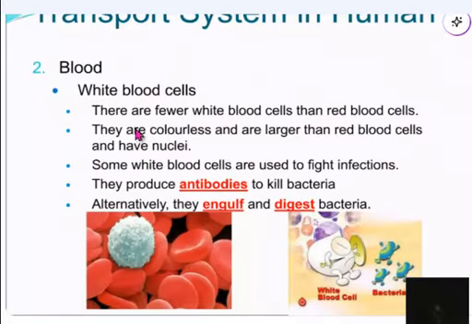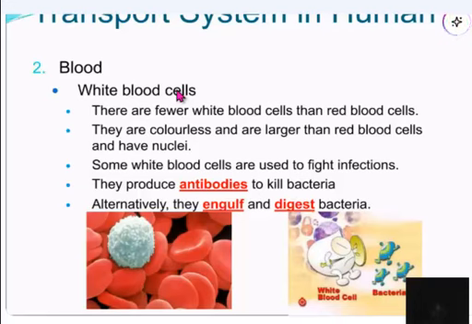The white blood cell: there are fewer white blood cells than red blood cells. They are colorless and are larger than red blood cells. That is why we are talking about white blood cells now.